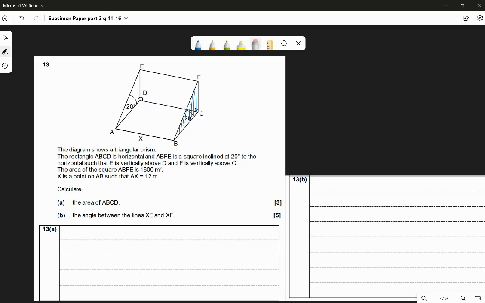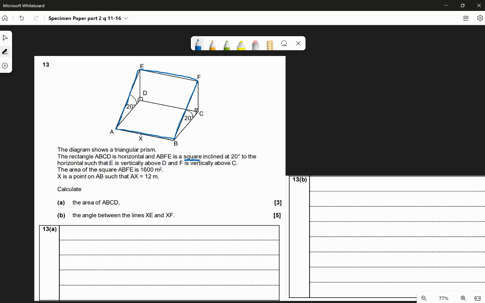The rectangle ABCD is horizontal, so it's on the floor, let's say. And ABFE is a square, that's important. Okay, ABFE is a square. So this blue thing that I'm drawing is a square, which means that all 4 lengths are the same and you have 90-degree angles. Inclined at 20 degrees to the horizontal, such that E is vertically above D and F is vertically above C. Okay, that seemed obvious from the diagram.